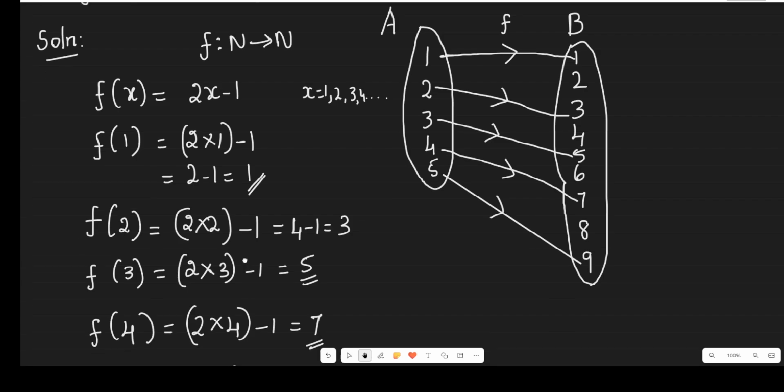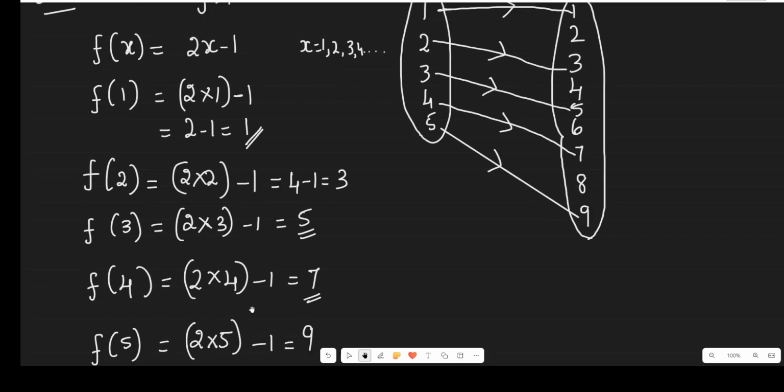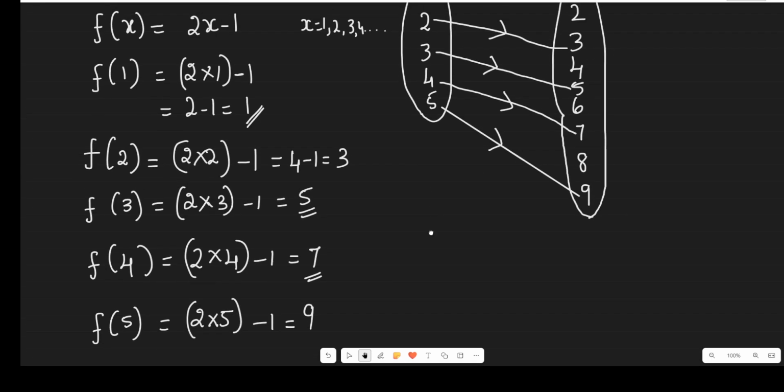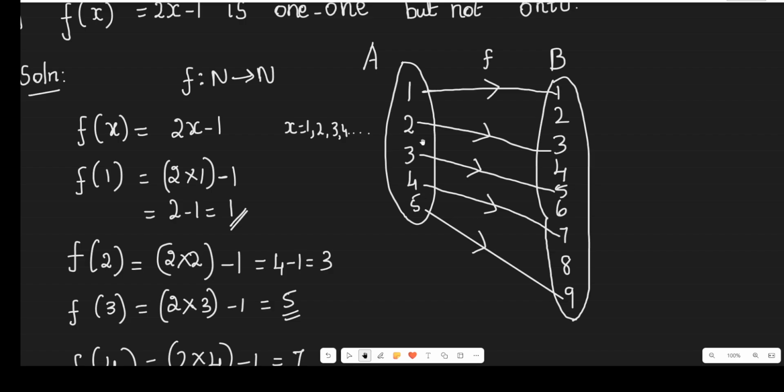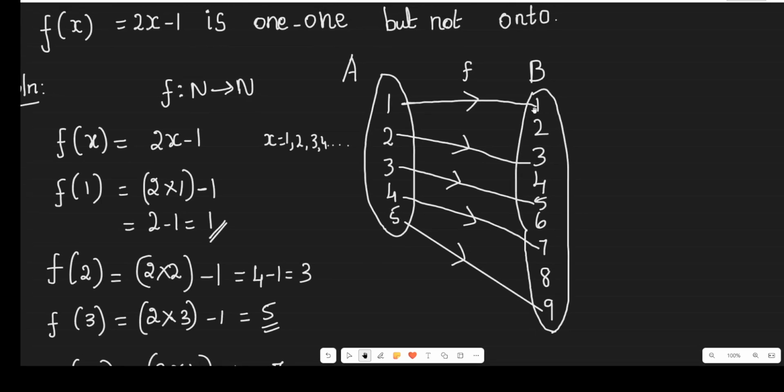Here for 4, what is the output? For 4, the output is 7. For 5, the output is 9. Whatever values we add in A, we will be getting a particular answer. But here in B, some elements are not connected, not linked to the elements of A, right? In A, all the elements are connected, but not in B. Here we don't have the relation for 2, 4, 6, 8.